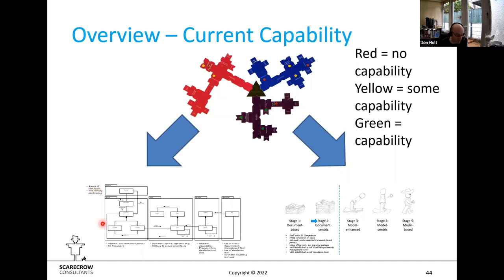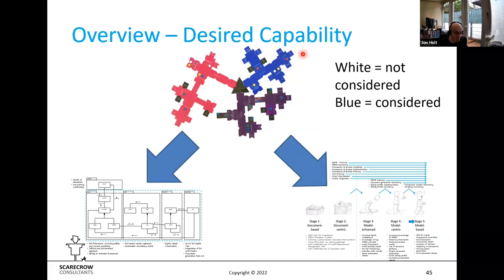So here, the notes on here are telling me exactly what they've got. And where are they in terms of their start point on our evolutionary scale, which is what we can see here. So this company is at stage two at the moment. We can then take this further and say, well, where do you want to be? What's your desired capability? And this is what we're seeing here.